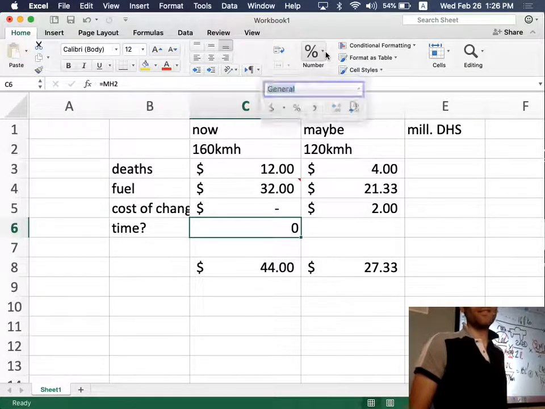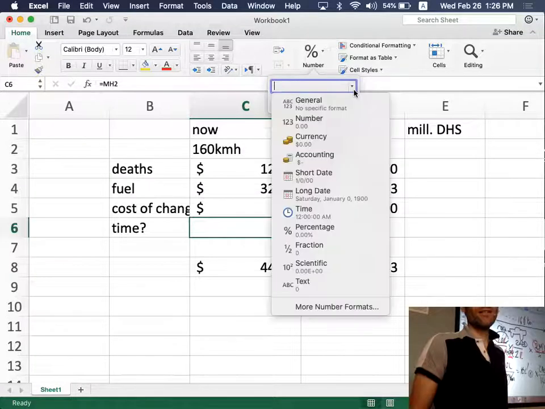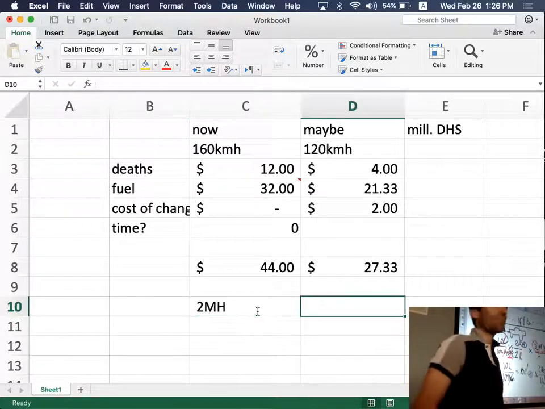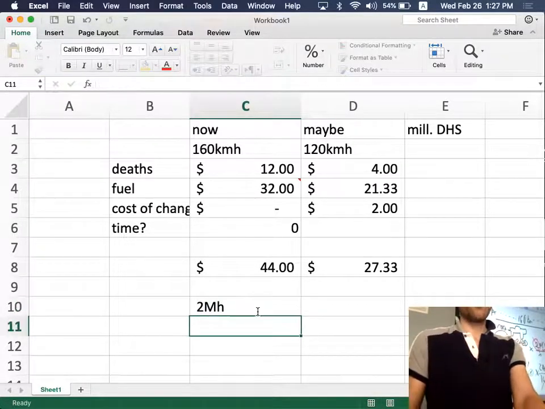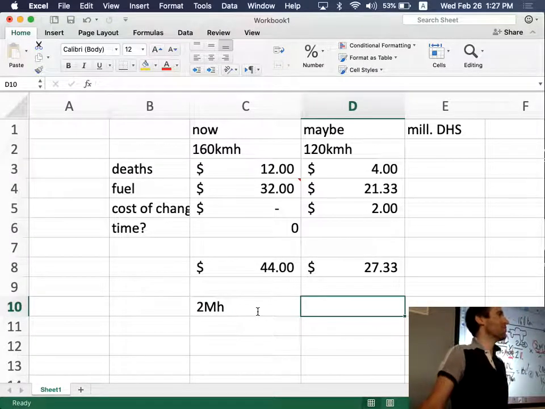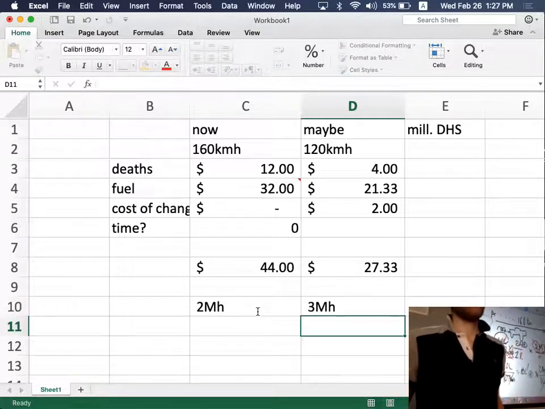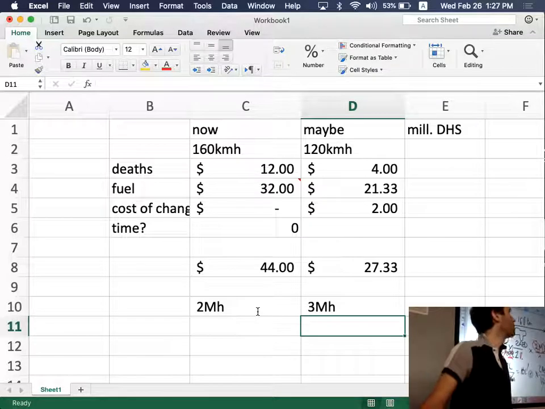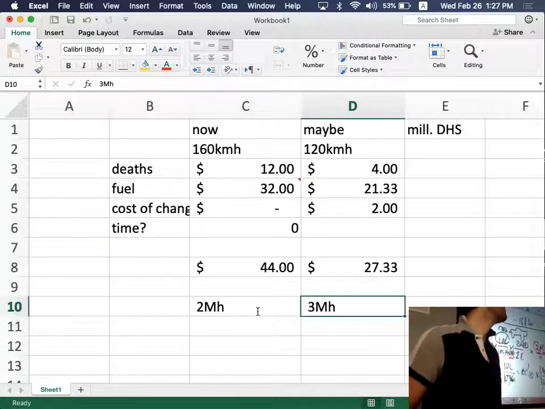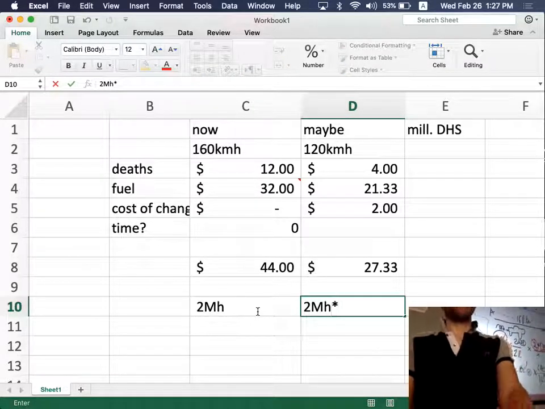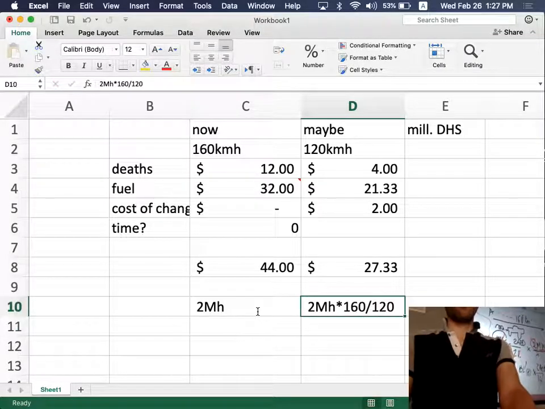Hold on. Give me a sec. I'll put it here, okay? 2 million hours. And in this case, it's going to be what? 50% more, so 3 million hours. Yes? Because they go, oh, I'm incorrect. How much is it? It's 2 million hours multiplied by the speed, which is 160 divided by 120.